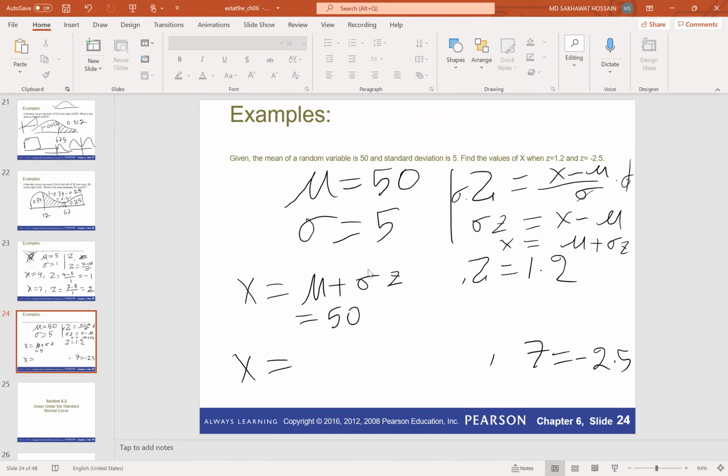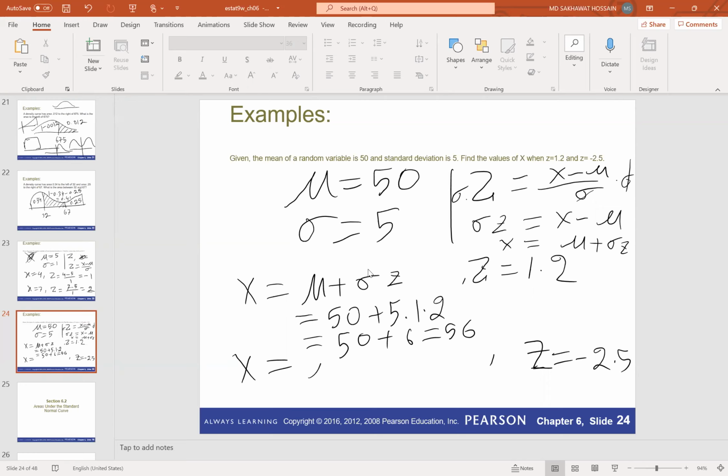Mu is 50 plus sigma is 5 times 1.2. So it will be 50 plus 6, which means it will be 56. And similarly, corresponding to this z-score, this is not 7, this is actually z. Yeah.